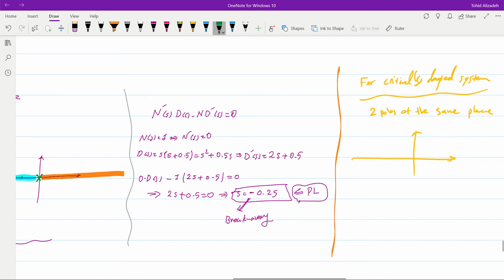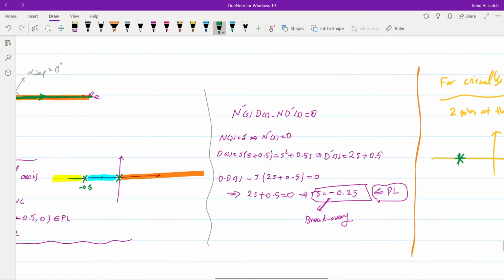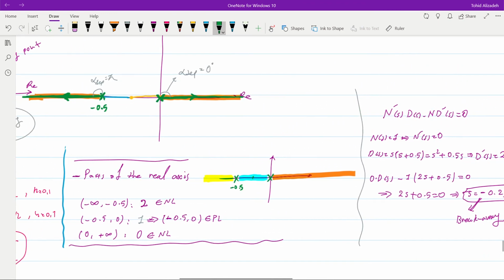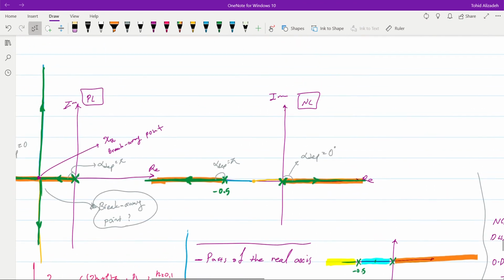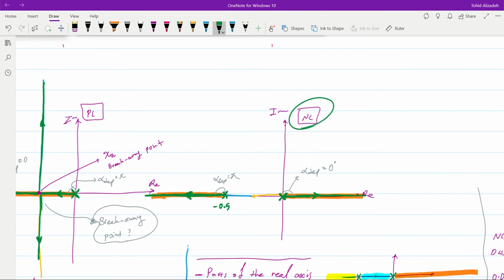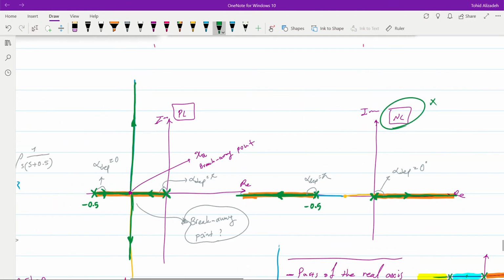If this is our S-plane, we will have two poles here and there. And then if you look at the root locus plots that we have, we see that it is not possible with the negative locus, so we can't have it over here. But with the positive locus, it is possible. So if we manage to have both of the closed loop poles right here at minus 0.25, then we will have a critically damped system.